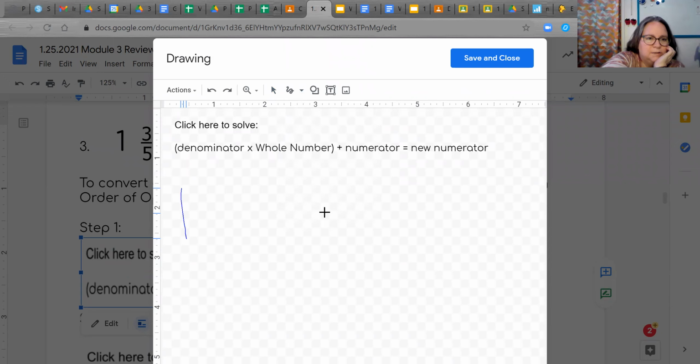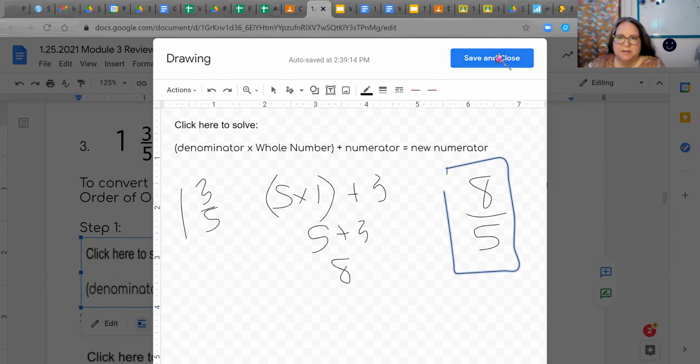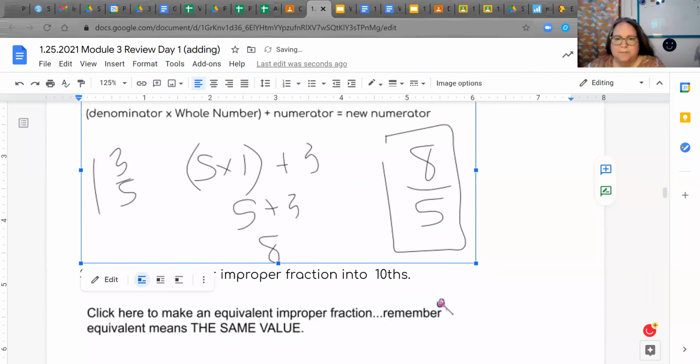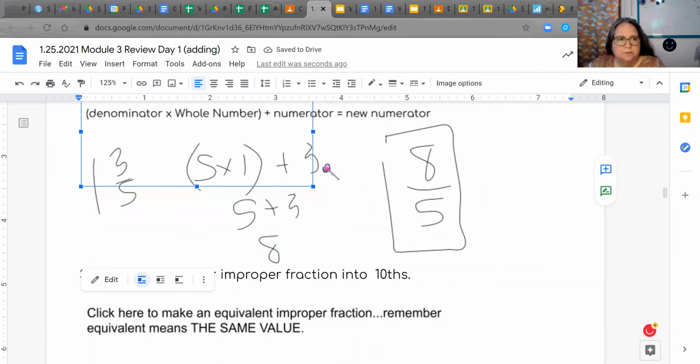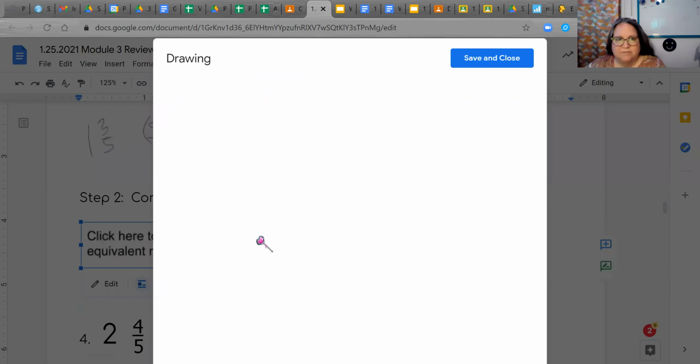I have 1 3/5, and I take the denominator, I multiply the whole number and add the numerator. So I have 5 plus 3, which is 8. So now I have 8 over, remember my denominator doesn't change. So this is what we're looking at. So I'm going to hit save and close. That part we did amazing. I'm going to make this smaller. And now we're going to convert our improper fraction to tenths. So I got to remember 8/5. Now I'm going to come back in here.